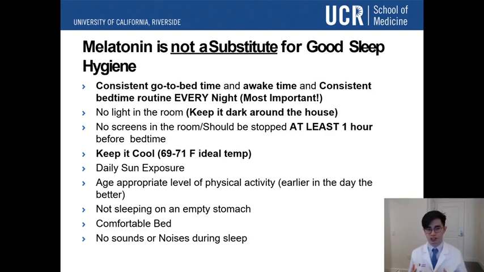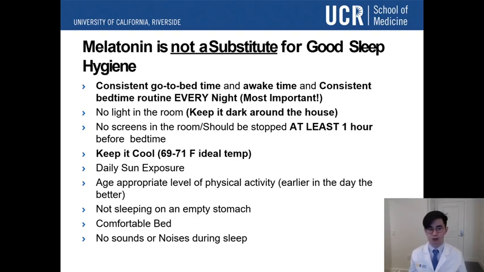It means having a consistent go-to-bed time. It means having a consistent awake time. It means having a consistent bedtime routine every night, and this consistency is key. Our bodies don't like change. It also means trying to avoid light in the room. As we discussed before, light tells your brain to stop producing melatonin, which means to wake up. So try to avoid blue screens like phones, tablets, TV, and computers, especially when it's time to sleep. Keep the room at a cool temperature, pretty cold at 69 to 71 degrees Fahrenheit, because this signals your body to fall asleep as well.